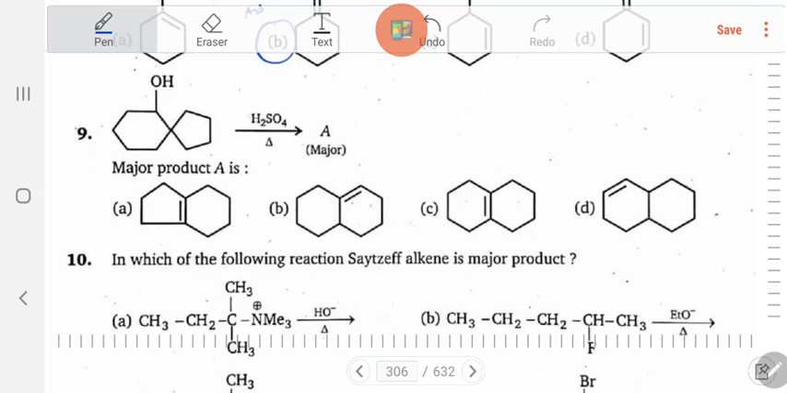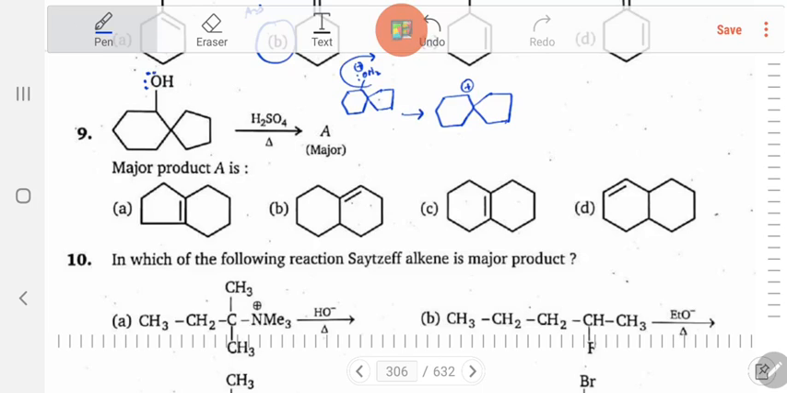Now here, H2SO4. First, this oxygen donates a lone pair of electrons to H plus. If it donates a lone pair of electrons to H plus, the obtained product will be OH2 plus, because oxygen donated a lone pair. Then H2O is lost, forming a carbocation. So when it forms a carbocation, you will get a positive charge here, which is a secondary carbocation.